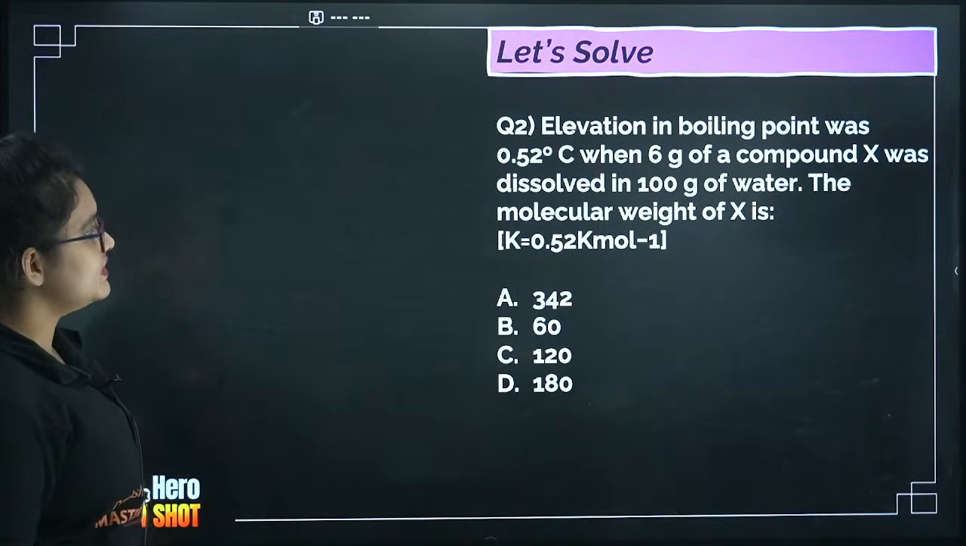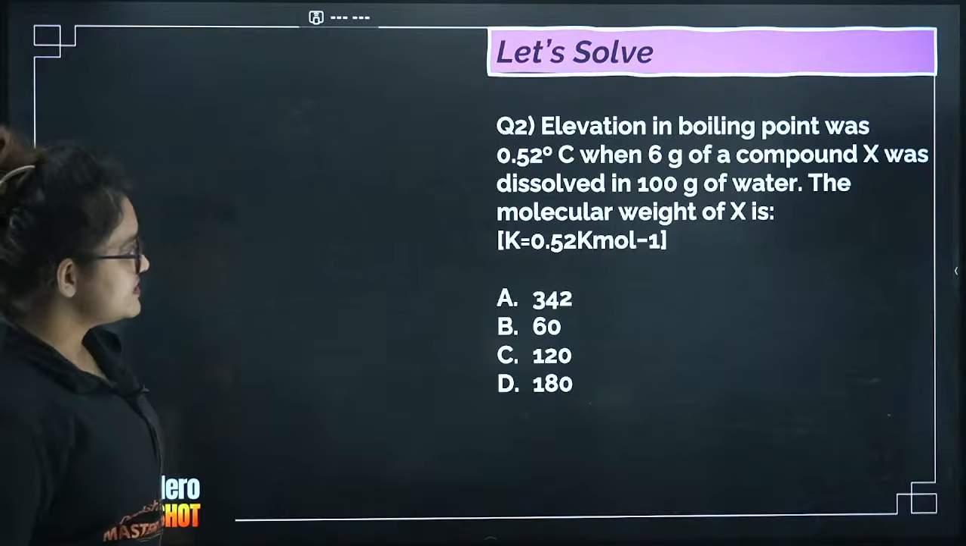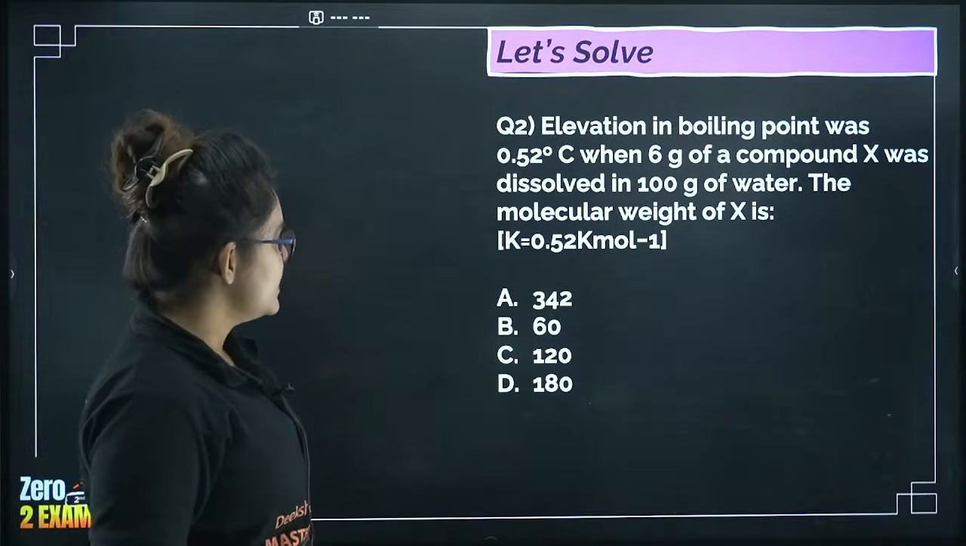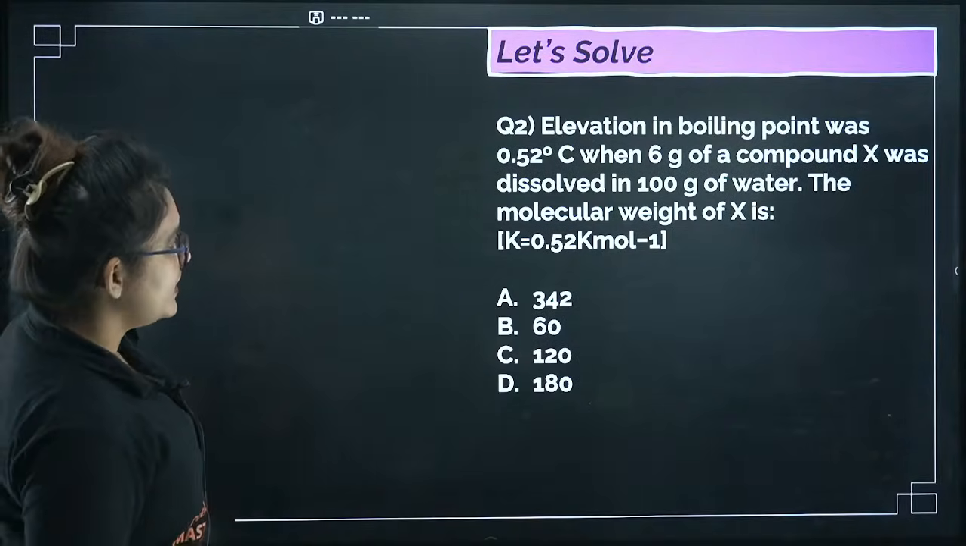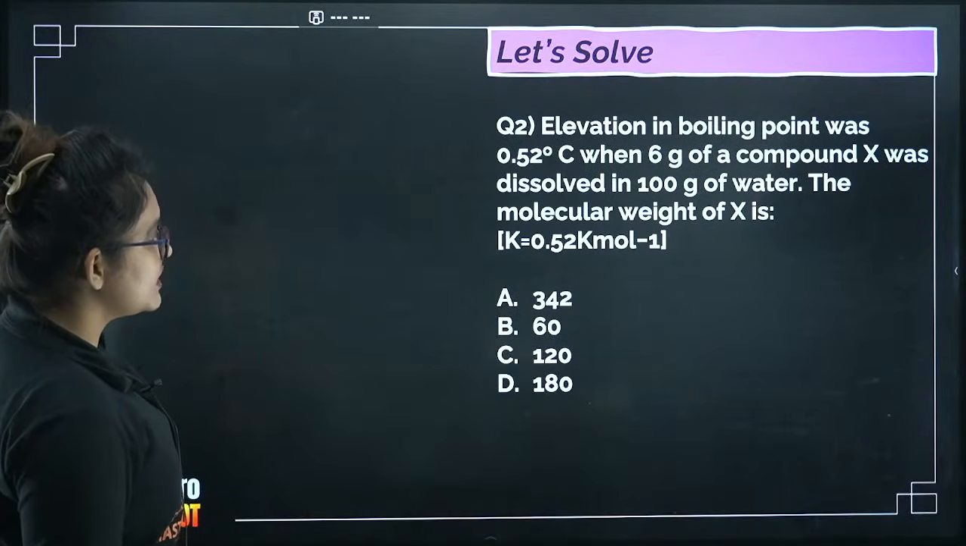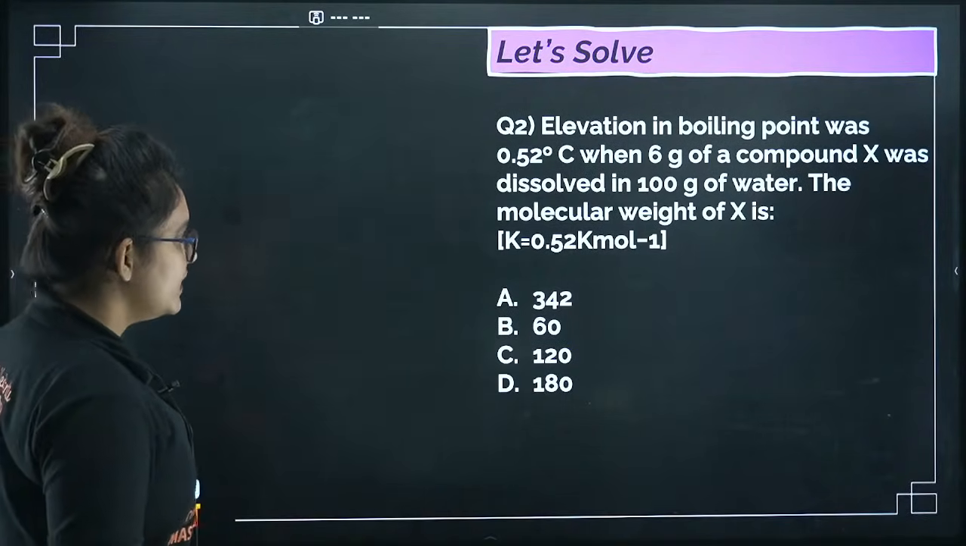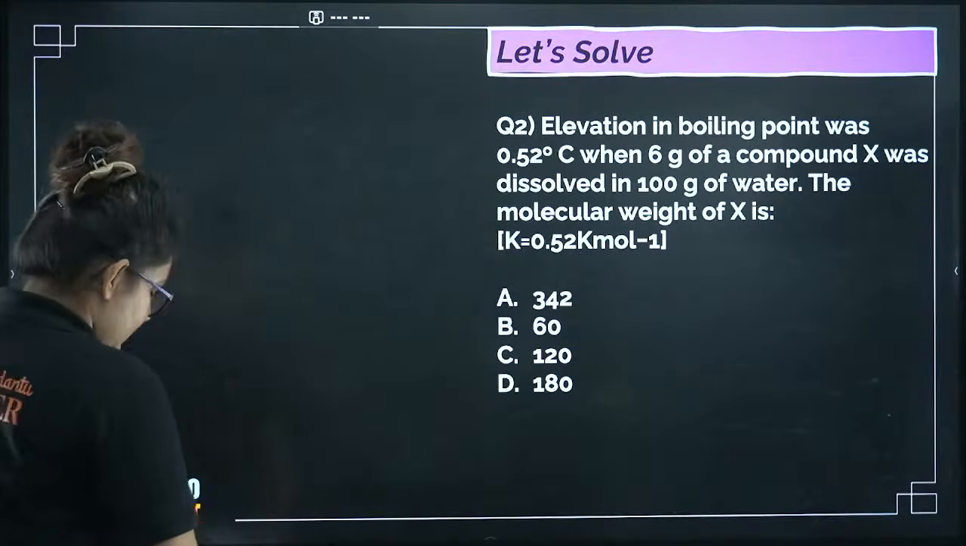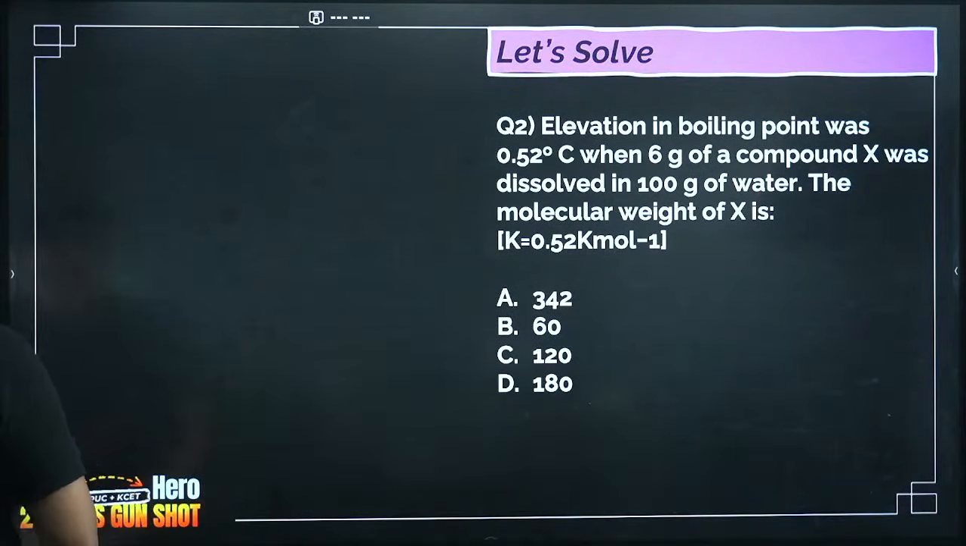So here you can see the elevation of boiling point was 0.52 degrees Celsius when 6 gram of compound X was dissolved in 100 gram of water. The molecular weight of X we have to find out. Fine. So directly we can put the formula actually.